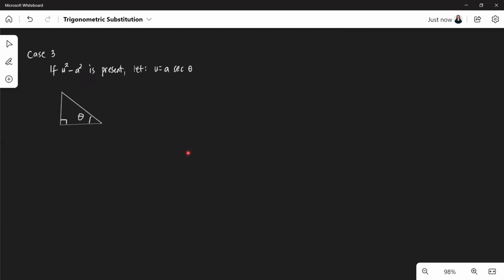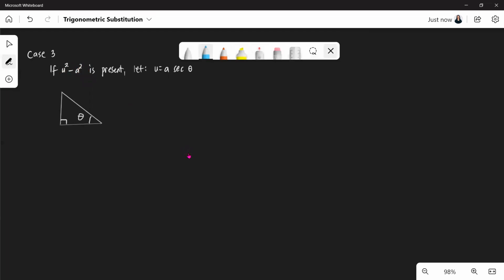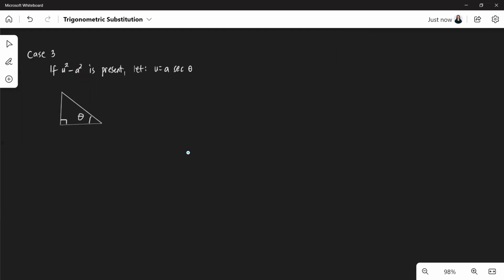So we put, again, the u on the hypotenuse of the right triangle. The constant is either on the opposite side or the adjacent side. If we put it on the opposite side, we'll be using hypotenuse over opposite, because the variable must be in the numerator. So we'll be dealing with cosecant, the reciprocal of sine.